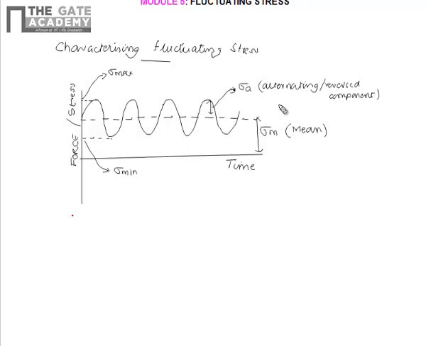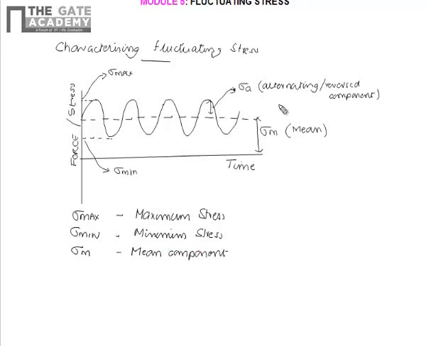So what are the parameters which we use for characterizing the fluctuating stress? The main parameters are, we have the sigma max, that is the maximum stress, sigma min, that is the minimum stress, then we have sigma m, that is the mean component of stress, mean component of fluctuating stress.